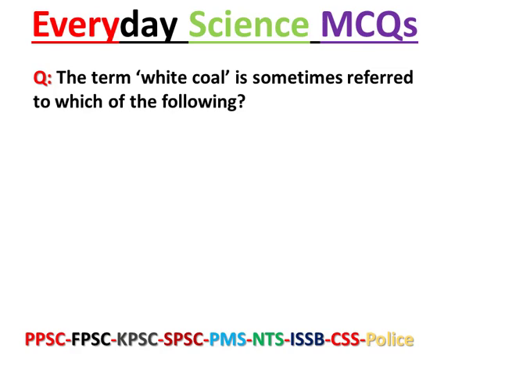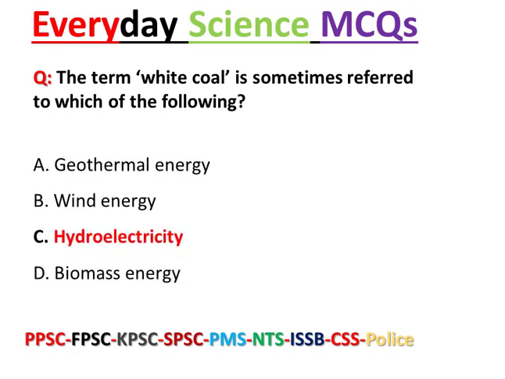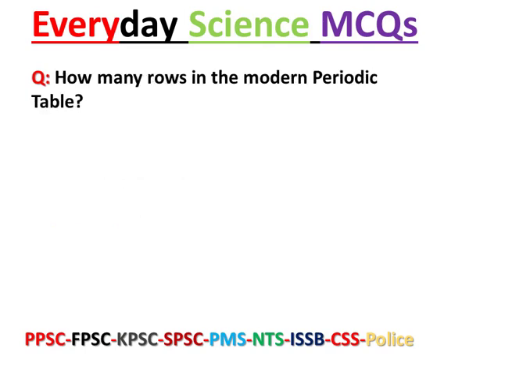Next MCQs, the term white coal is sometimes referred to which of the following? The correct option is option C, hydroelectricity. Next MCQs, how many rows in the modern periodic table? Correct option is option C, 7.